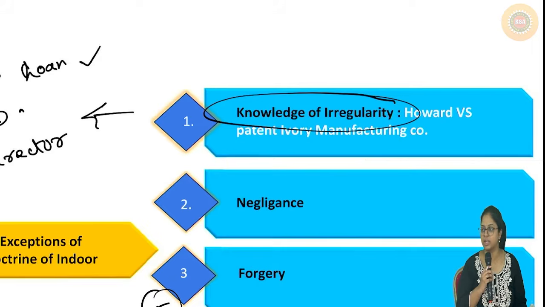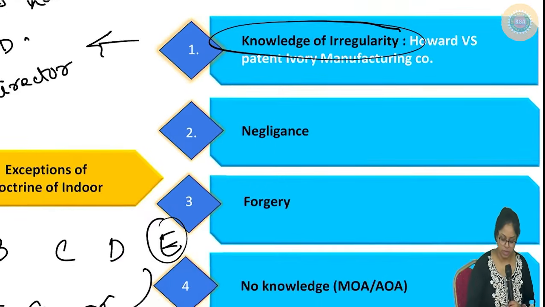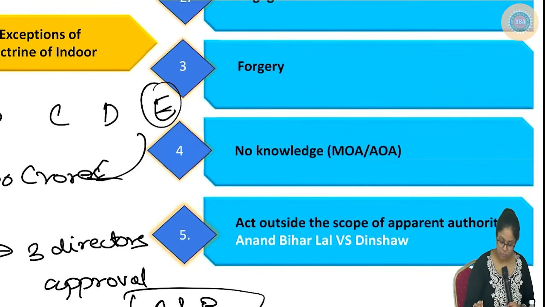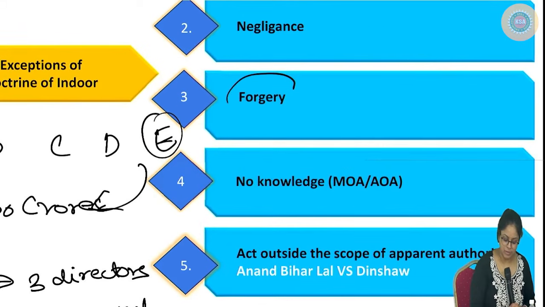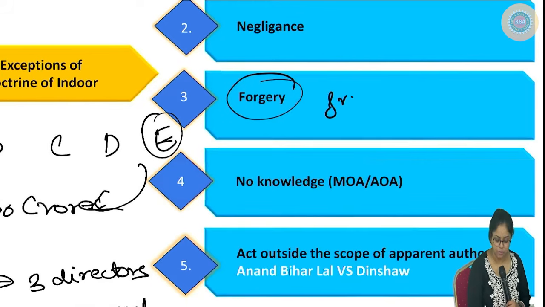Yes, it will become a void contract. We will not still protect E. Are you able to understand, guys? If you had knowledge of irregularity. I will come to forgery. Forgery is basically, for example, if the company has committed any fraud.